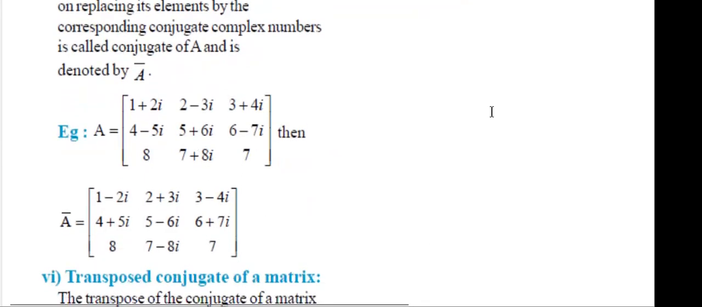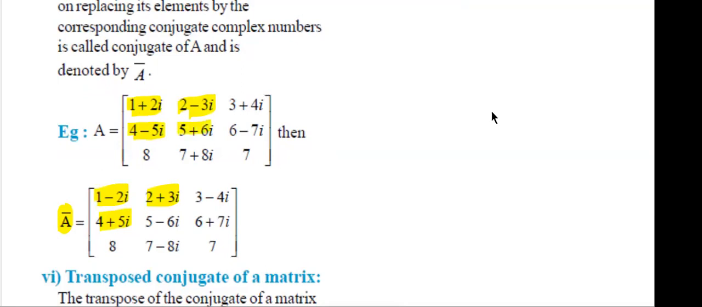See the example here, 1 plus 2i is there. In that conjugate matrix, in place of 1 plus 2i, what is written? 1 minus 2i. Conjugate of 1 plus 2i is 1 minus 2i. Conjugate of 4 minus 5i is 4 plus 5i. Conjugate of 2 minus 3i is 2 plus 3i. Just in front of i, if a negative is there, just write positive.